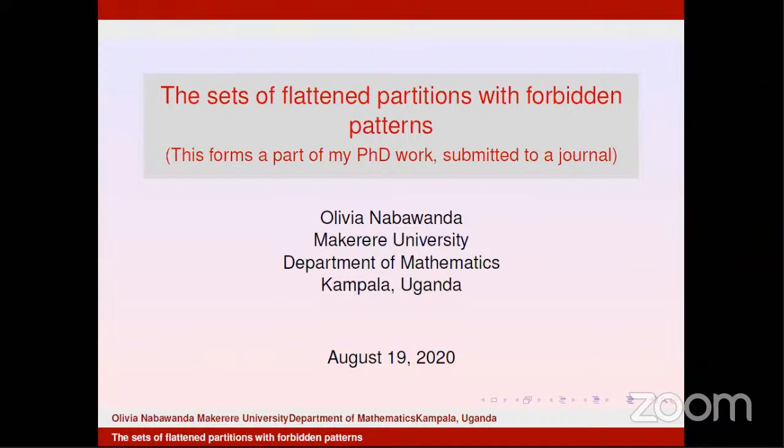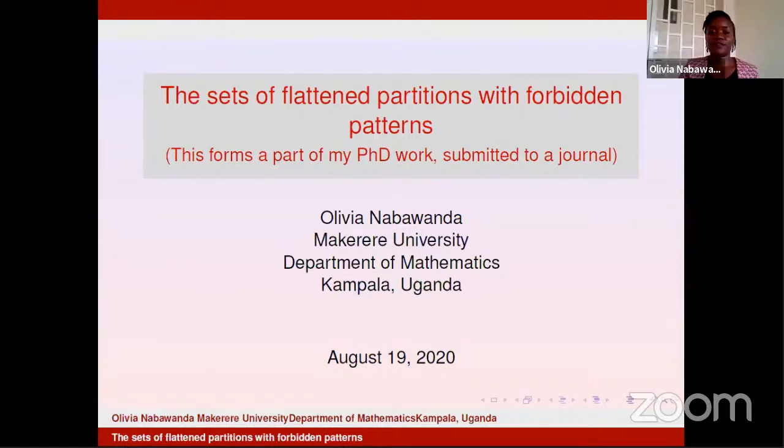My name is Olivia Nabawanda from the Department of Mathematics, Makerere University, Kampala, Uganda, and I'm a PhD student at this university. My topic today is the sets of flattened partitions with forbidden patterns. What I'm going to talk about forms a part of my PhD work, which has been submitted to a journal for peer review.